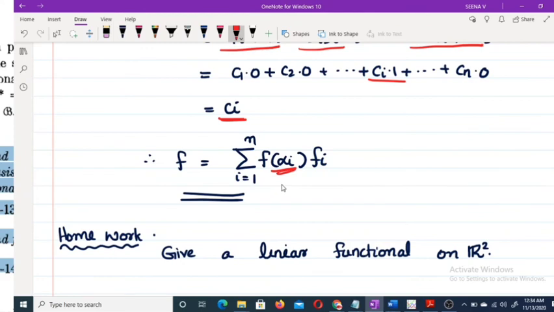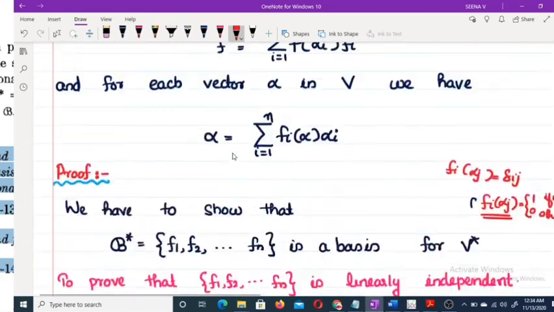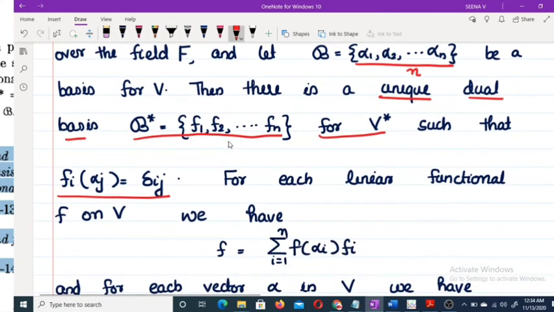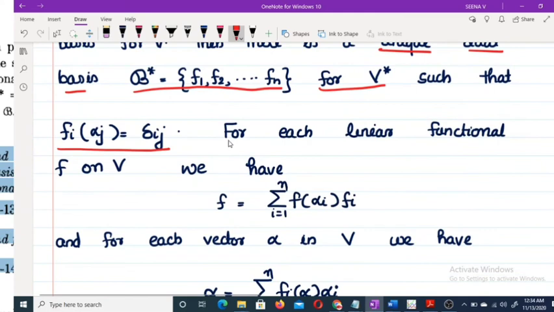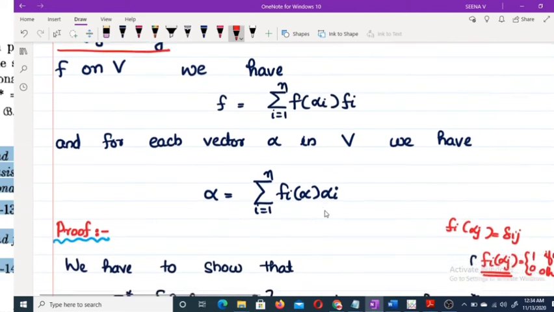Okay, so this is our theorem. That means given any alpha 1, alpha 2, etc., alpha n, there exists a unique dual basis. That basis is called the dual basis f1, f2, etc., fn, which satisfies the condition fi of alpha j equal to delta ij. Also f equal to sigma i equal to 1 to n f of alpha i into fi, and alpha equal to sigma i equal to 1 to n fi of alpha into alpha i.